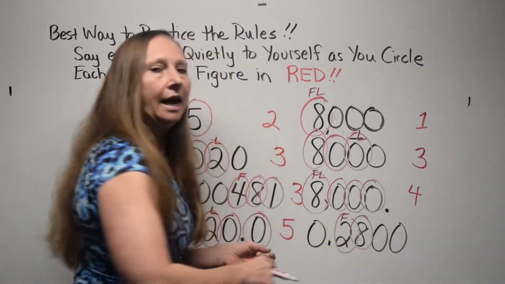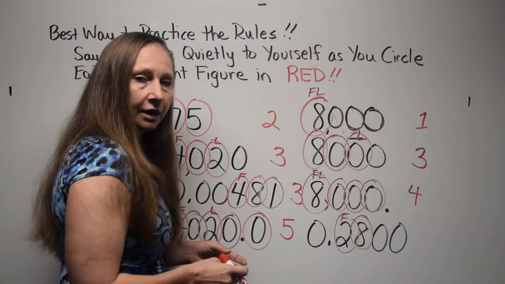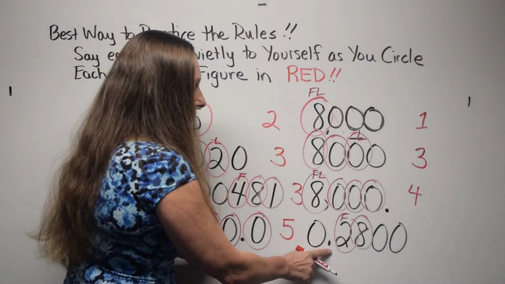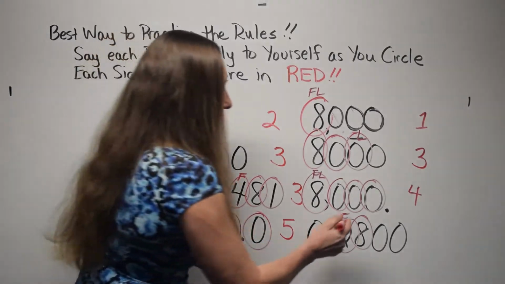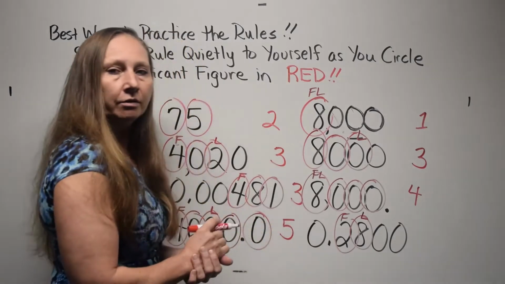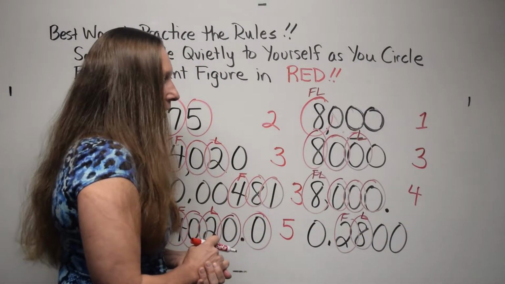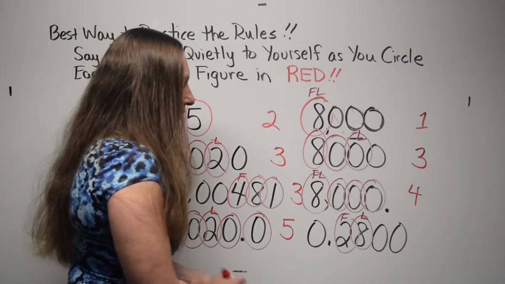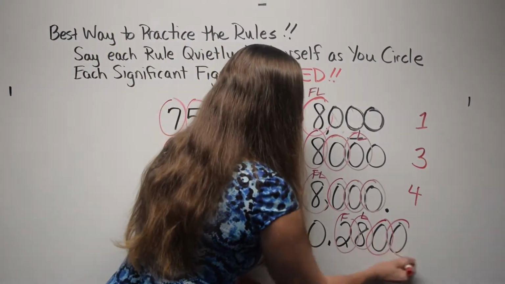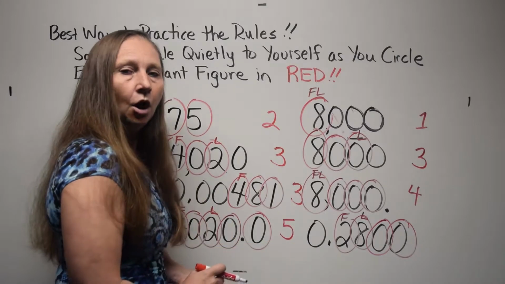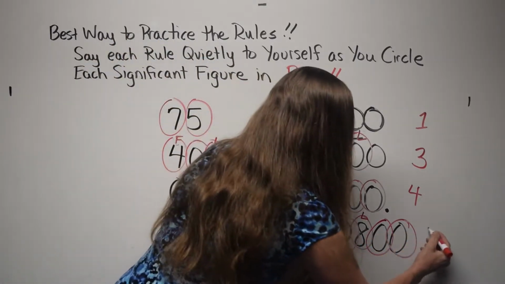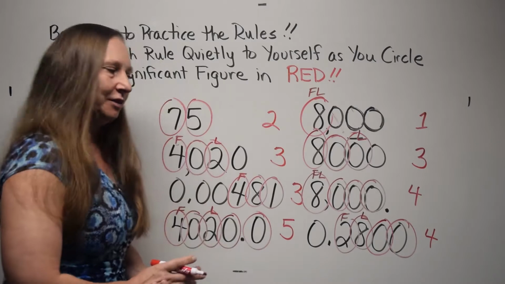Zeros after the last non-zero are significant if there's a decimal point. There is a decimal point. We don't say where it has to be. Here's the last non-zero. Zeros after the last non-zero or dashed zero are significant if there's a decimal point. There's a decimal point, therefore these ones that are after are significant. Here you have, again, 4 significant figures.